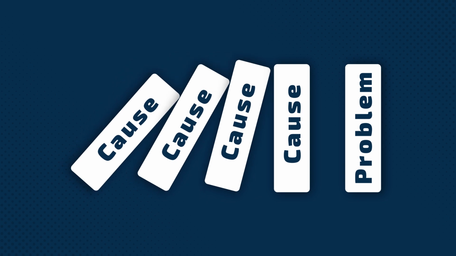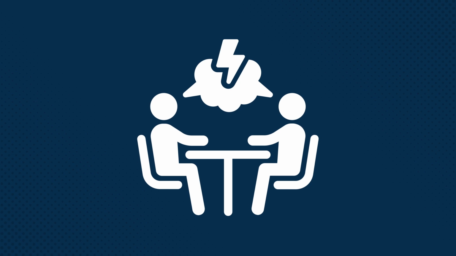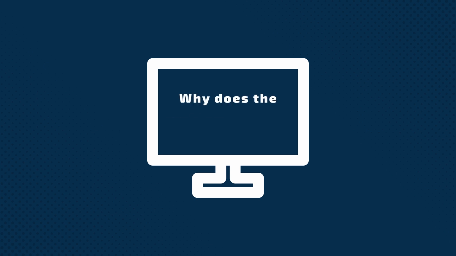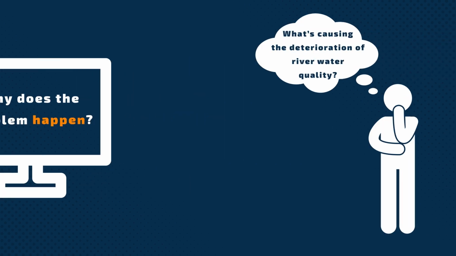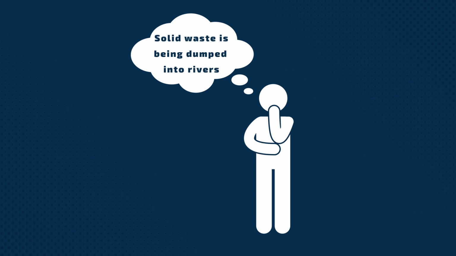The next step is to add the causes of the established problem. Brainstorming with a team is an effective way of figuring out causes. A very detailed view of the problem will require research, but will elevate your tree overall. It may be helpful to ask yourself, why does the problem happen? Or another similar question. For example, in our tree you could ask, what is causing the deterioration of river water quality? One answer to this, and a cause to our problem, is that solid waste is being dumped into rivers.